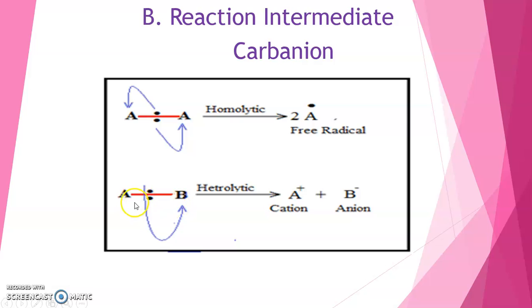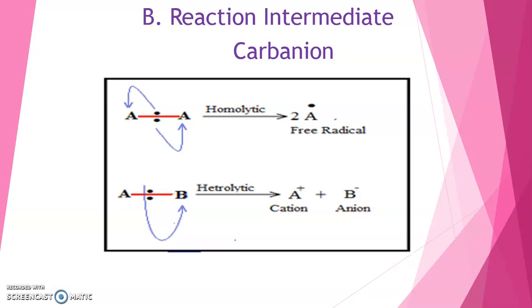See, in case of A bond B, the heterolytic fission takes place. So this B retains the pair of electrons and carries a negative charge, while A releases this electron pair away from itself, donates the pair of electrons and carries a positive charge. So during this heterolytic fission, cations and anions are formed. That is, we can say that carbonium ions and carbanions are formed by heterolytic fission.